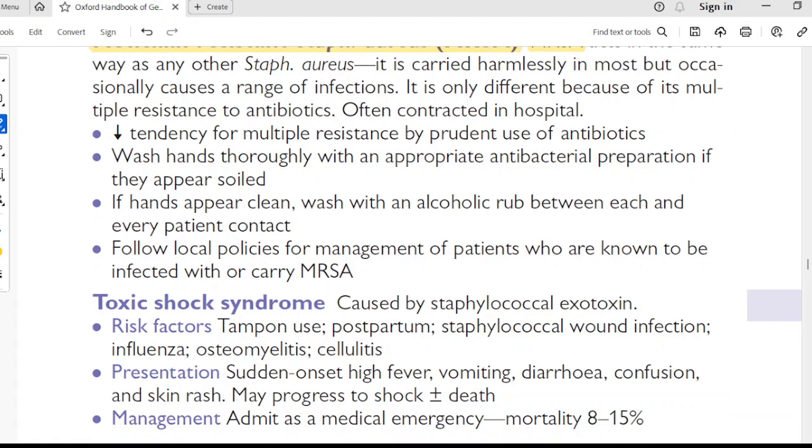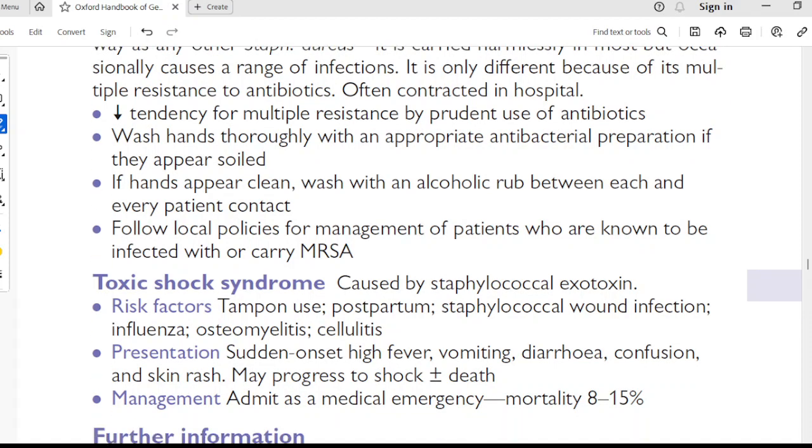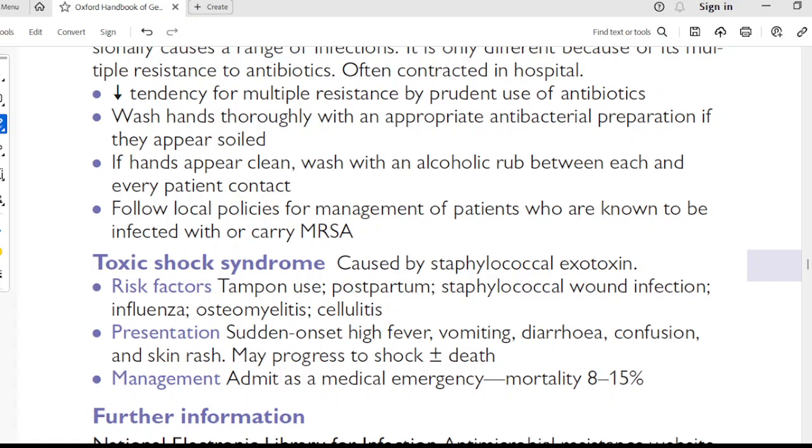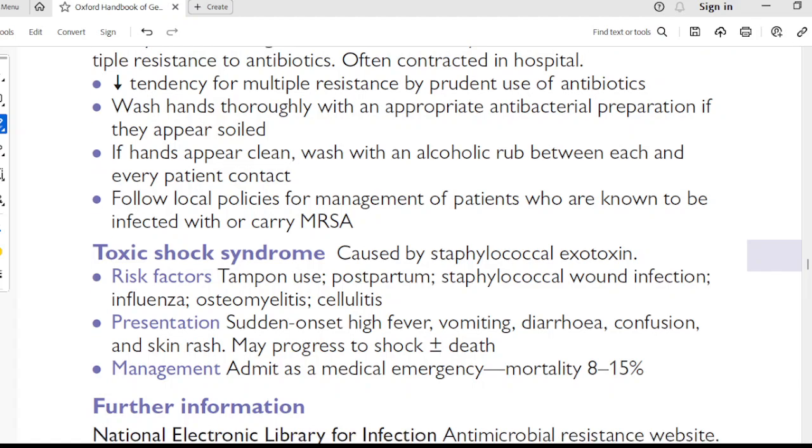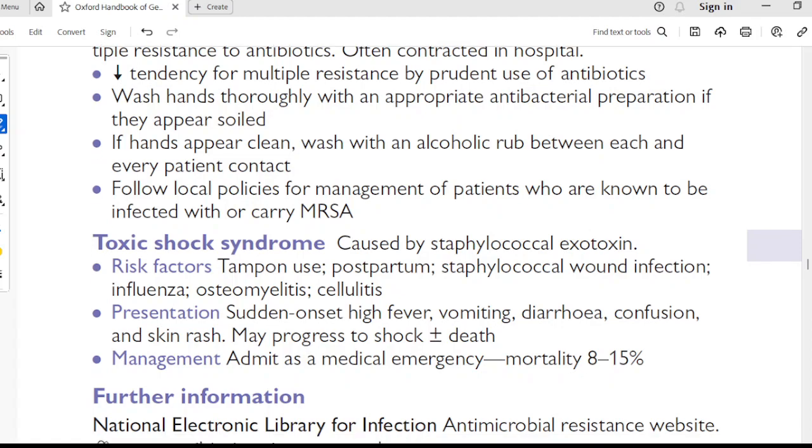Decrease the tendency for multiple resistance by prudent use of antibiotics. Wash hands thoroughly with an appropriate antibacterial preparation if they appear soiled. If hands appear clean, wash with an alcoholic rub between each and every patient. Follow local policies for management of patients who are known to be infected or carry MRSA.